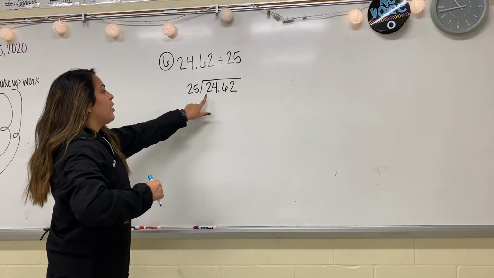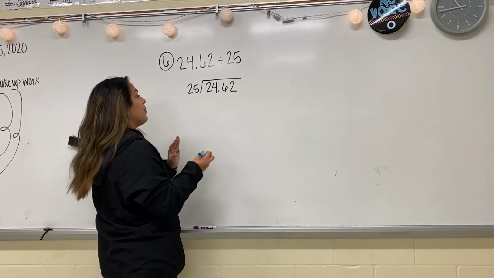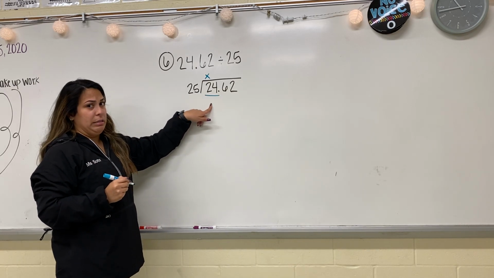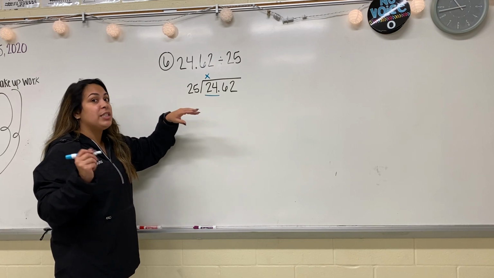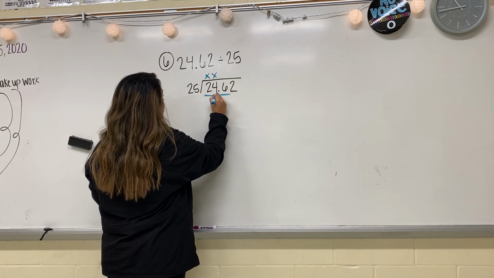And now I'm going to divide. Can 25 go into 2 evenly? No. So since this is the first number, I'm going to skip it. Can 25 go into 24 evenly? No. So again, since this is the beginning of the problem, I'm going to skip that, and now we're going to go to 246.